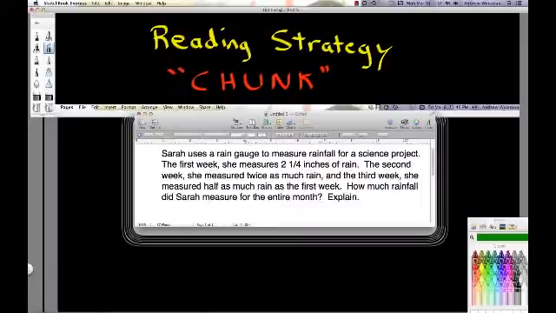Now I read that probably slower than most kids would. They probably would read it like this. Sarah uses a rain gauge to measure rainfall for a science project. My suggestion would be to make it even slower, so in order to process the information and really grab what's going on. So Sarah, I pause here, uses a rain gauge to measure rainfall for a science project. So I broke it up into little segments, so now I know what's going on.